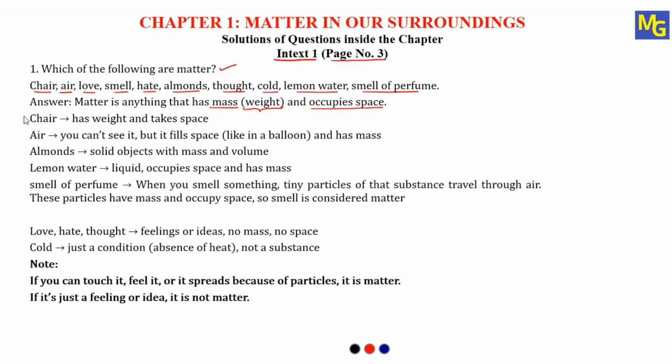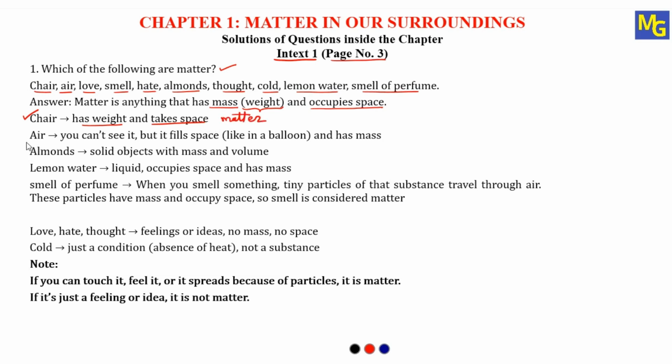So the first one is chair. We all know that a chair is used to sit. When we hold a chair in the hand, it has some mass or weight. Therefore, a chair has mass or weight and it takes some space in the universe. Therefore, chair is a matter. So I'll write it is a matter.